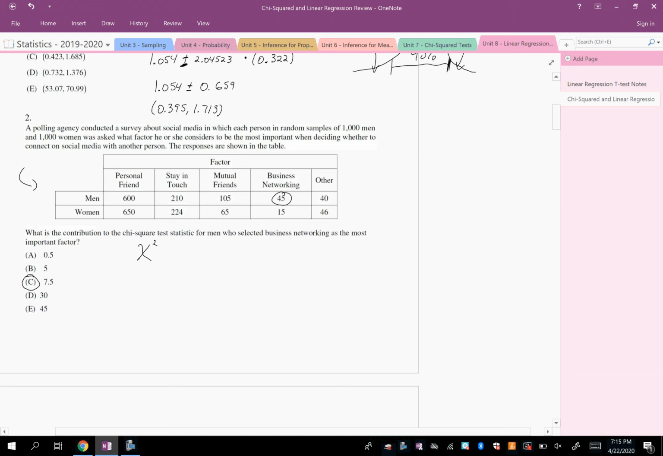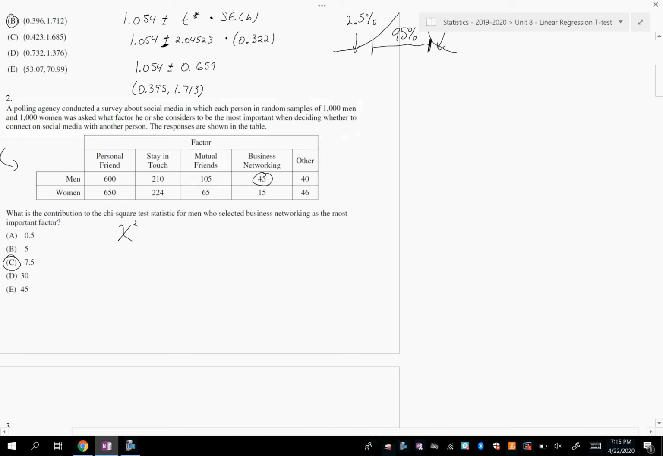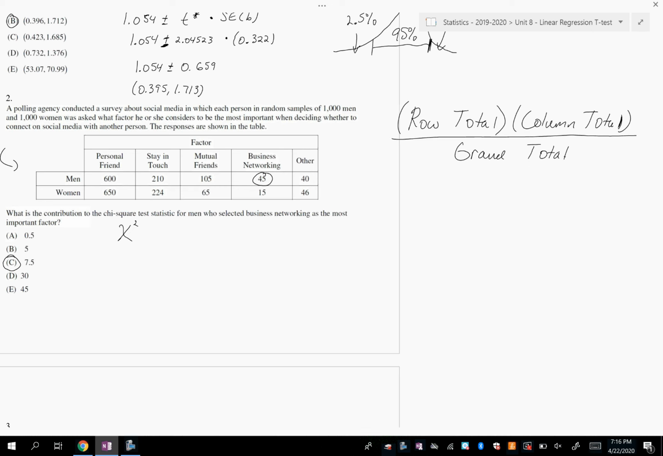If you ever want to find the expected values for any cell in a two-way table, and this is in one of my earlier videos, you can always use this quick way of doing it. It's not really quick, but you would do row total times column total divided by grand total. And since they're only asking us to find a chi-squared value for one cell, this work won't take as long because it's just one cell. If you're doing this for all of the cells, it then becomes very tedious.